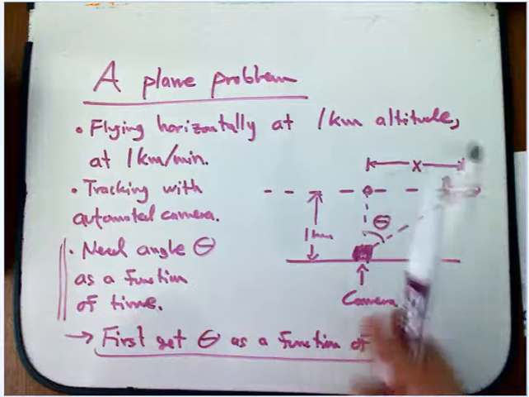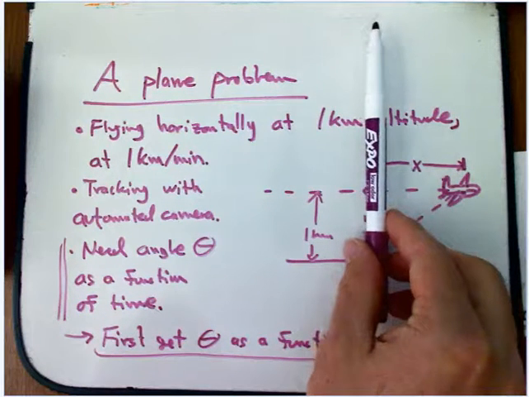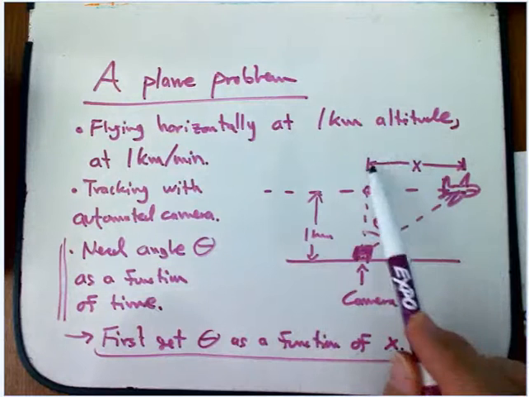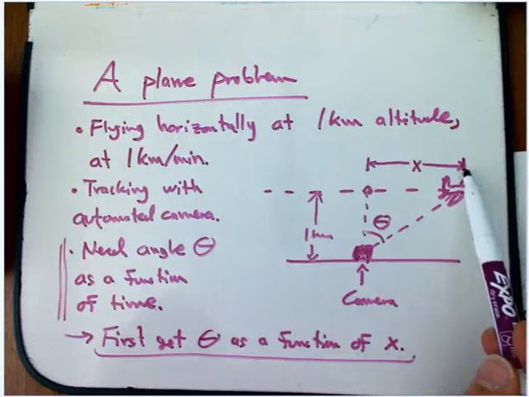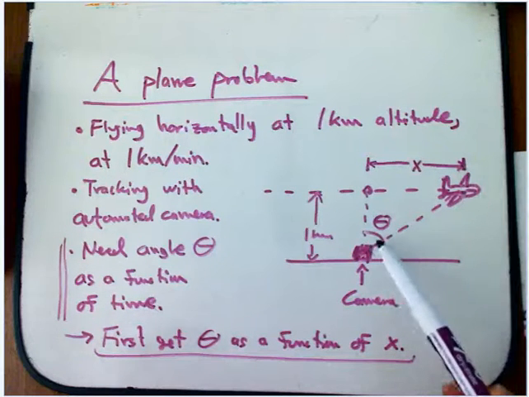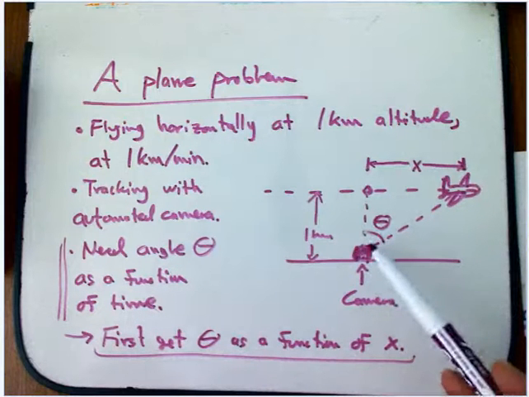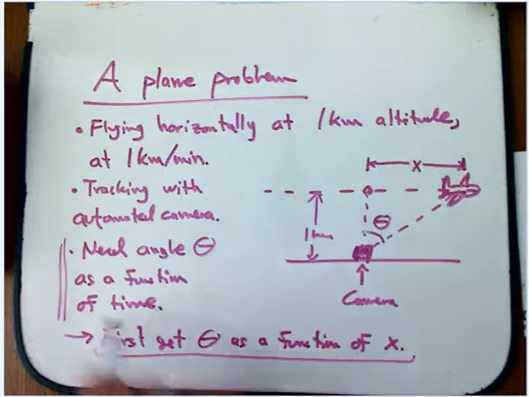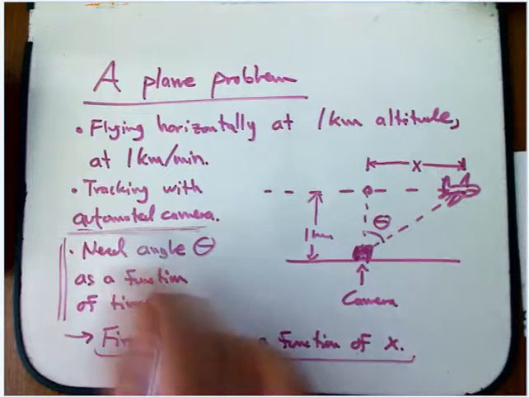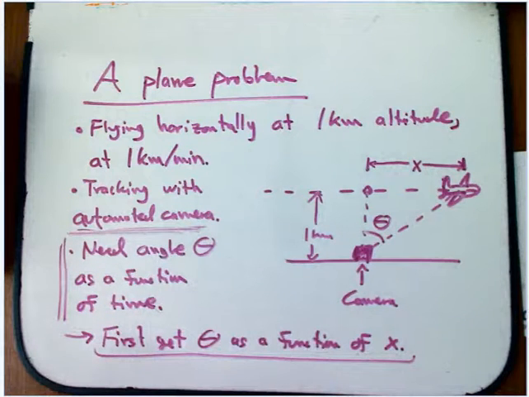If it's directly above, it's pretty clear that theta is going to be 0. But suppose I know that the plane has gone 4 kilometers over. Then what angle should the camera be pointing at? If we were doing this by a human, it's not that hard to just look where the plane is and point to it. But we want to think of this as like a pre-programmed automated camera. We need to do some math here to do that.